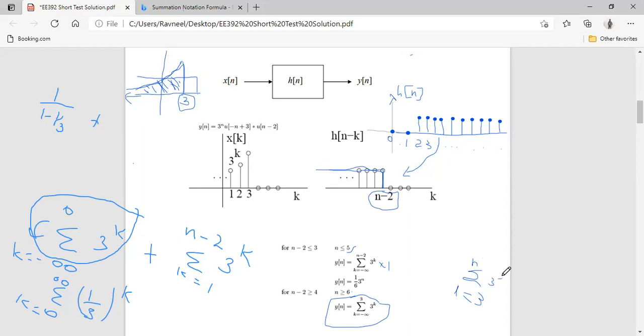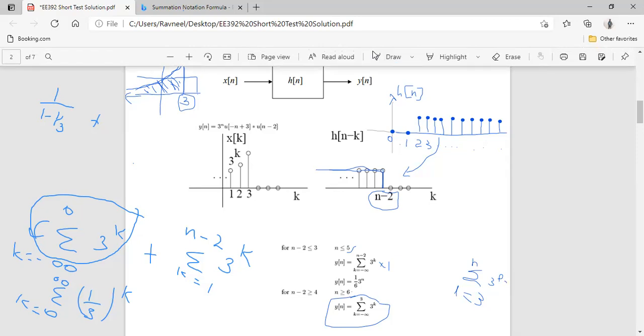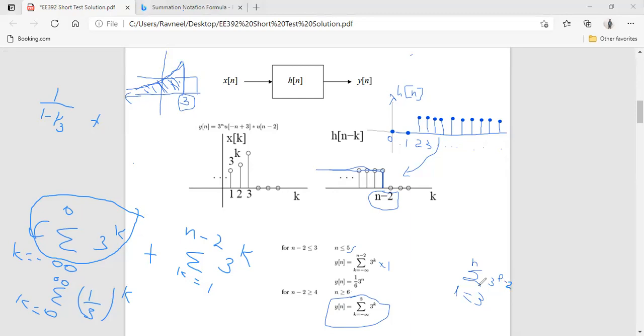The summation will be left with 3 to the power of k, and k here will change into L minus 2, right? L minus 2. So now if we have L minus 2, then we can further break it down.